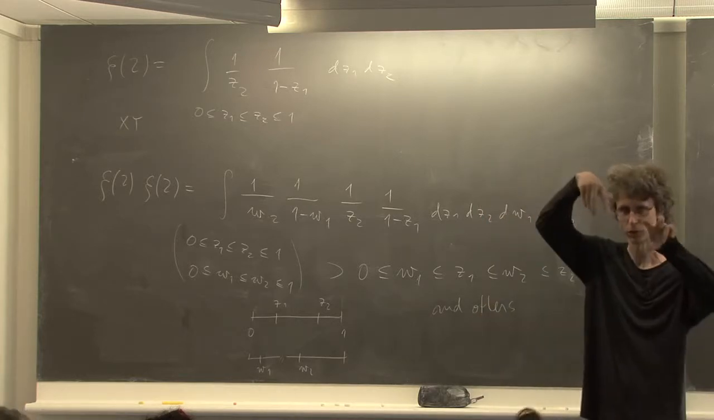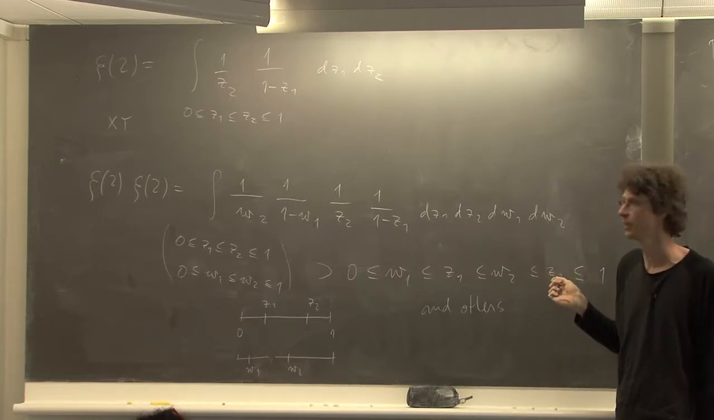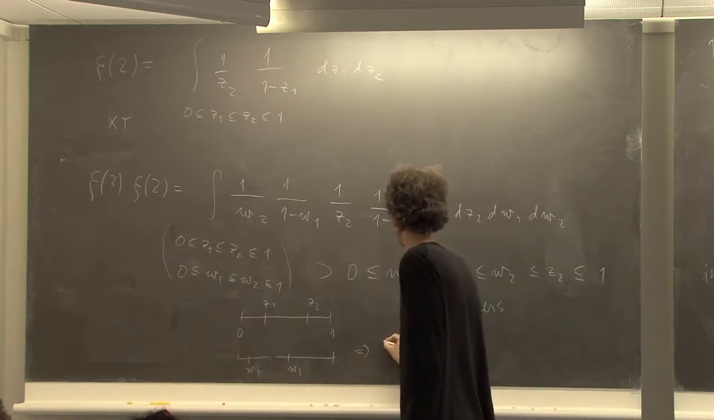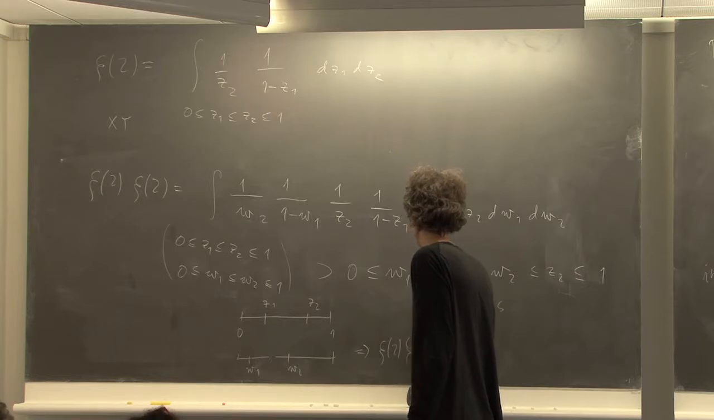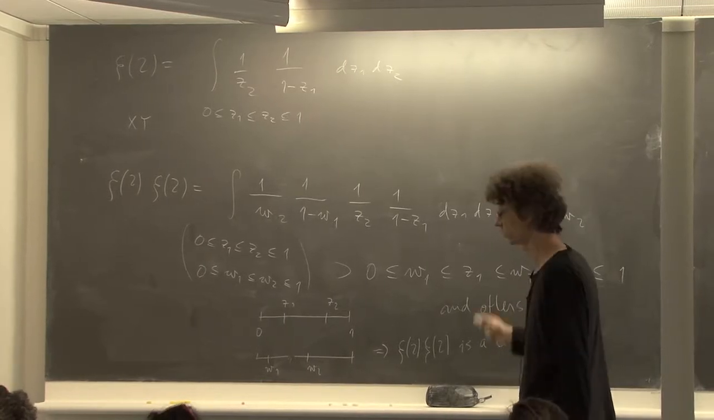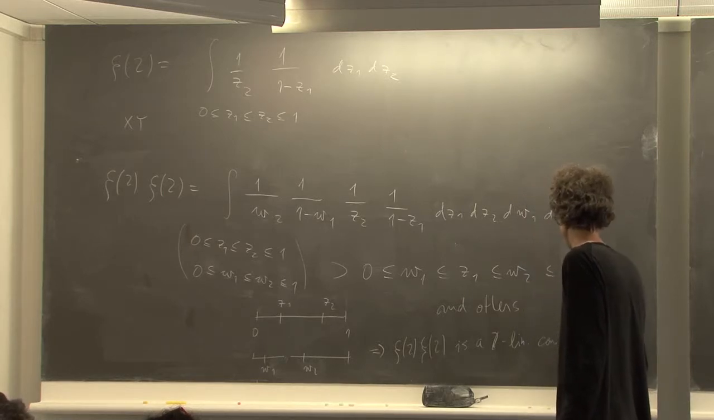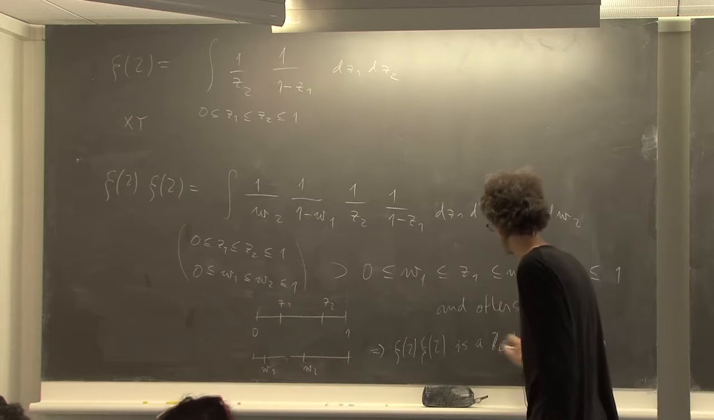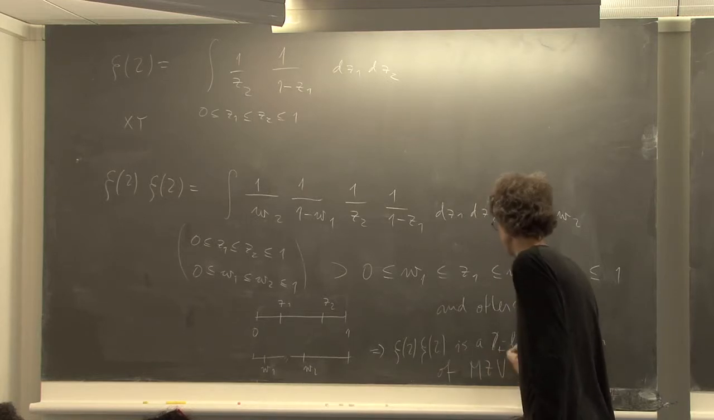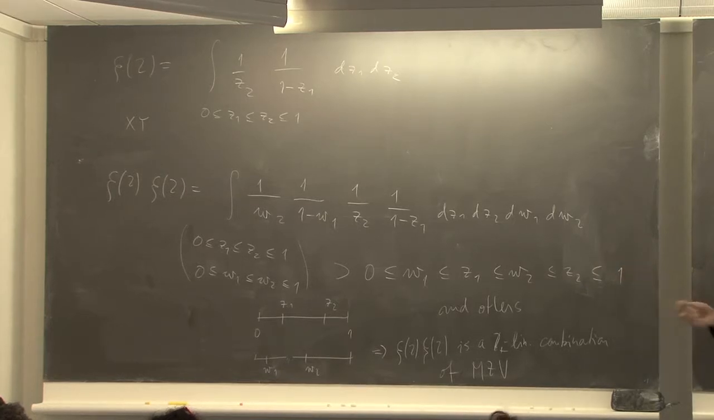So for each mutual order, we get an integral that we already met. And as a result, this implies that zeta 2 times zeta 2 is a Z-linear combination, or even Z-plus linear combination, of those multiple zeta values. For each ordering that we choose, we will get it.